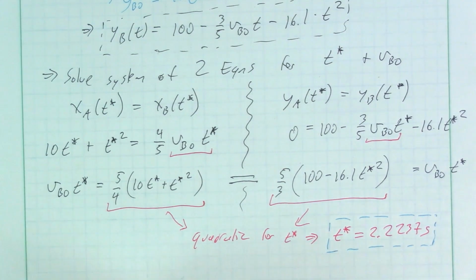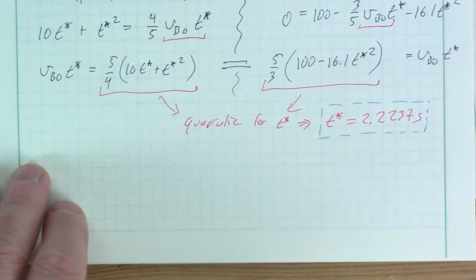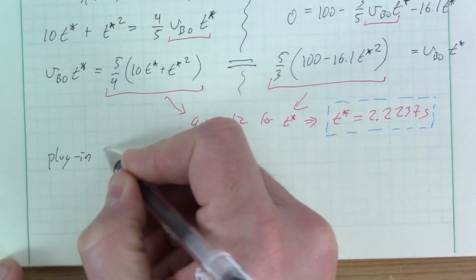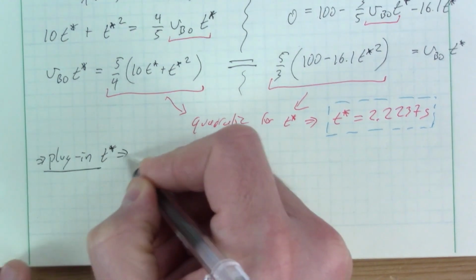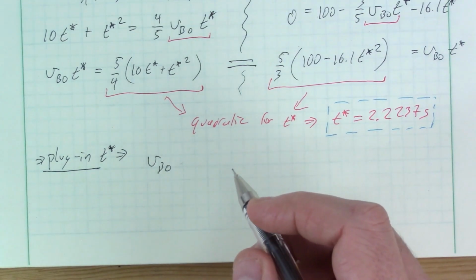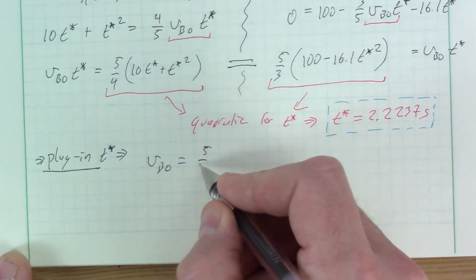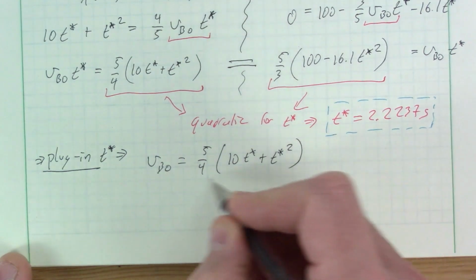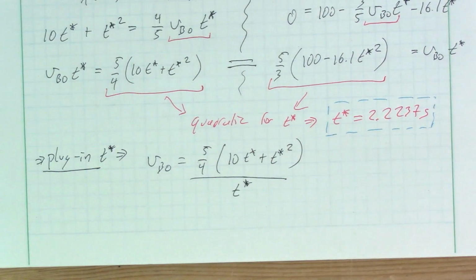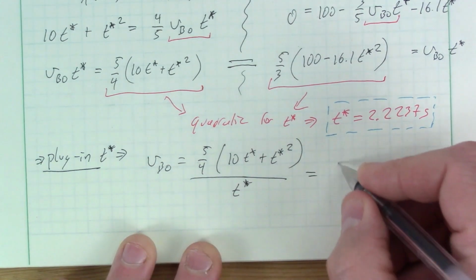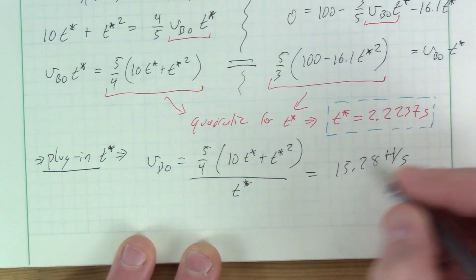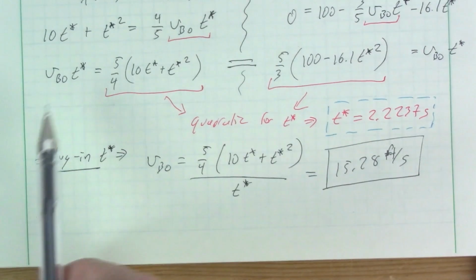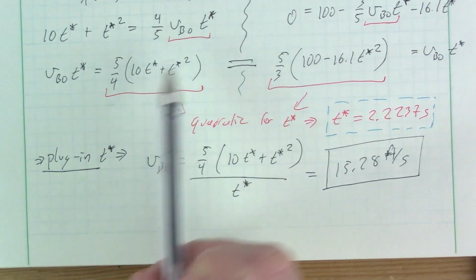We wanted to know what the VB naught, the initial velocity for the B particle, was. To do that, we have to actually plug this back in. So plug in t star, and we could choose either one. VB naught, let's just choose this one, 5/4 10 t star plus t star squared over t star, and we get 15.28 feet per second. All right, and that division by t star is because remember, this expression is for VB naught times t star, and that was just a choice to do that, right?